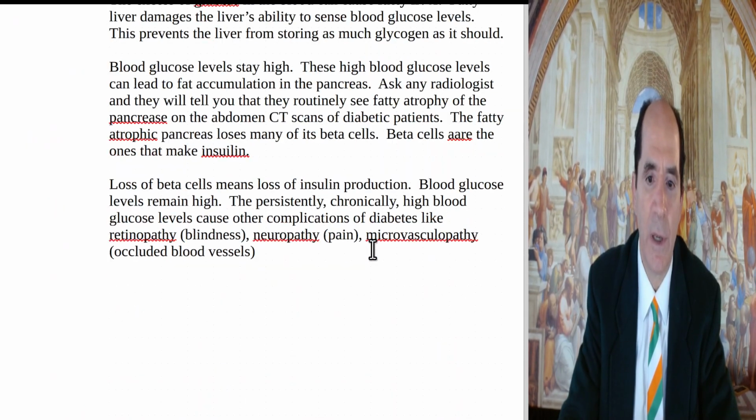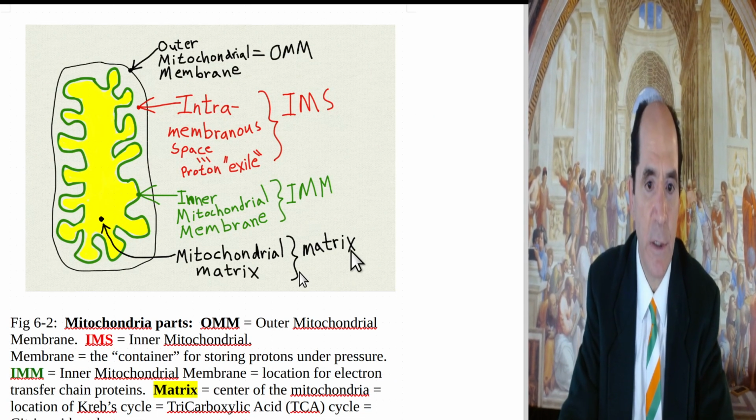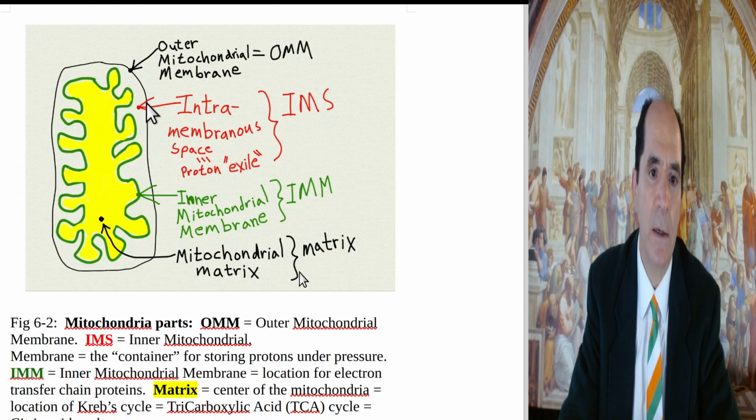I'm just going to go right to the next picture because I'm kind of giving you all the explanations in between the pictures. Here is a mitochondria, and the outer black line is the outer mitochondrial membrane. The red arrow points to the intramembranous space in between the outer membrane and the inner membrane. The inner membrane is this green line. That's the inner mitochondrial membrane, it's abbreviated IMM. The yellow stuff in the center is a mitochondrial matrix.